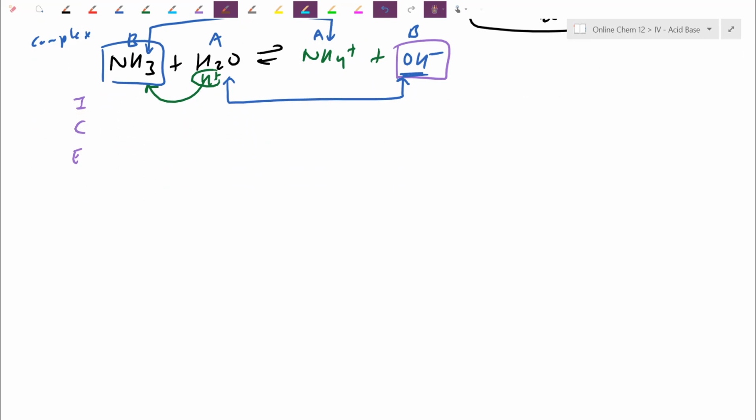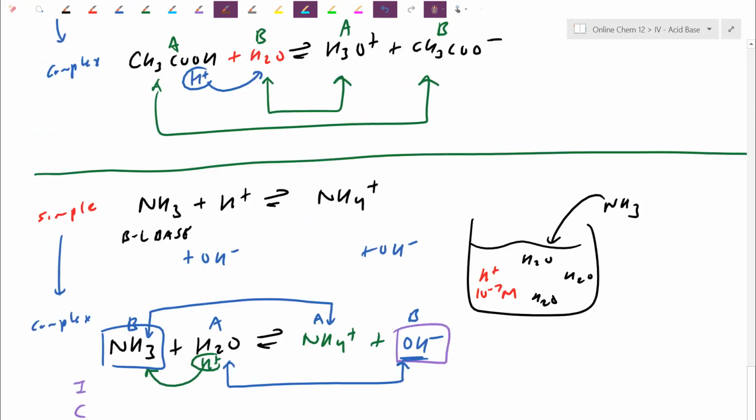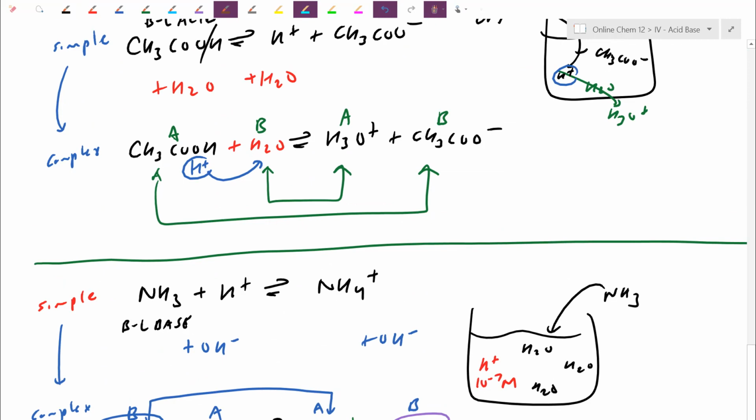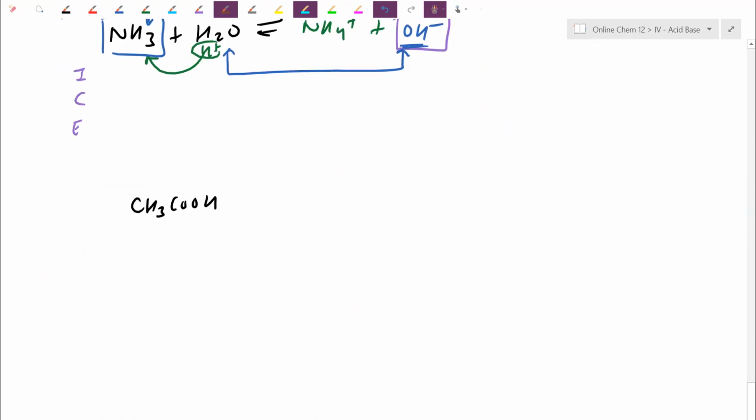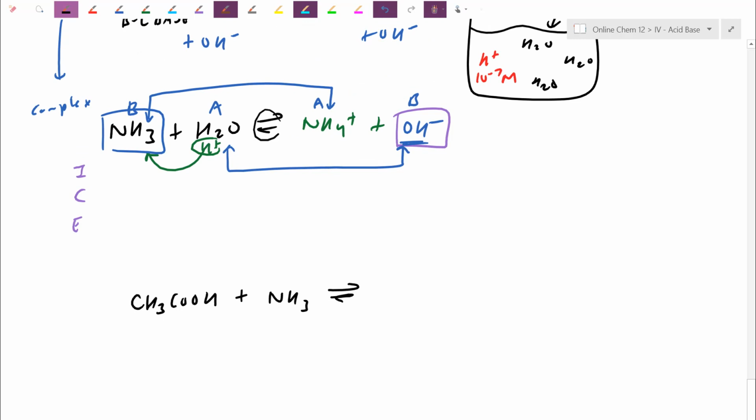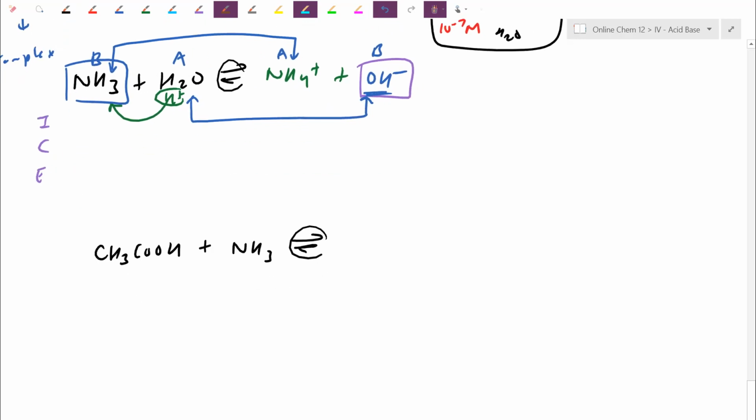Let me just demonstrate this for you here. Let's take our acetic acid. So far, I've just been reacting acetic acid with water, or ammonia with water. What if I put acetic acid directly into a solution of NH3? They're going to ask us to predict the products. Well, both of these were weak. Both of these were in equilibrium themselves. So overall, this is going to be in equilibrium.